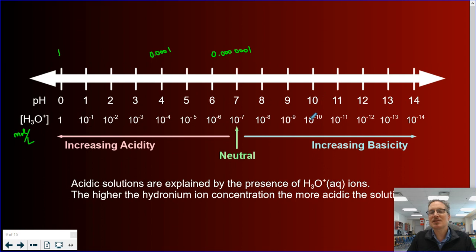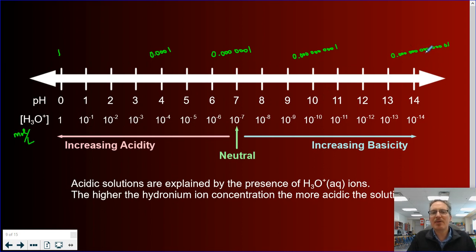We'll also do a pH of 10, so that's 1 times 10 to the negative 10, so that's 0.0000000001. And we'll do the last one. A pH of 14 is a hydronium ion concentration of 1 times 10 to the negative 14. So that's 0.00000000000001 moles per liter. Very, very, very tiny number.